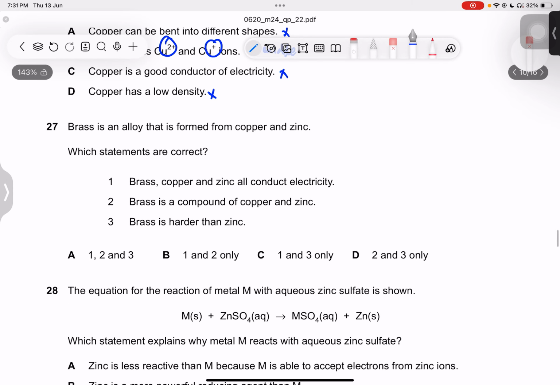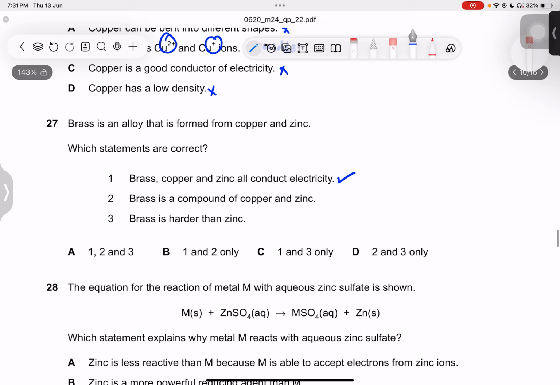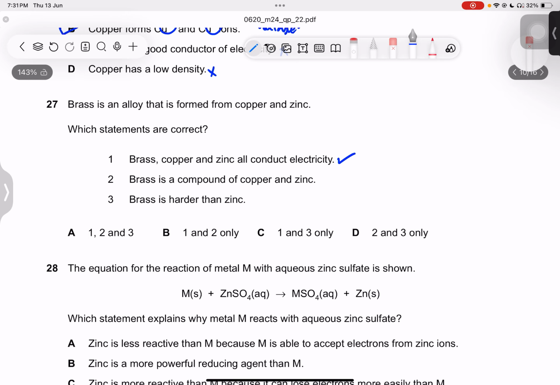Brass is an alloy that is formed from copper and zinc. Which statements are correct? Brass, copper, and zinc all conduct electricity. Yes, they all have free, mobile electrons. Brass is a compound of copper and zinc. No, it's a mixture of copper and zinc. Brass is harder than zinc. Yes, it is an alloy. The purpose of alloys is to be harder than the original metals they are formed from. So 1 and 3 are correct. Option C.